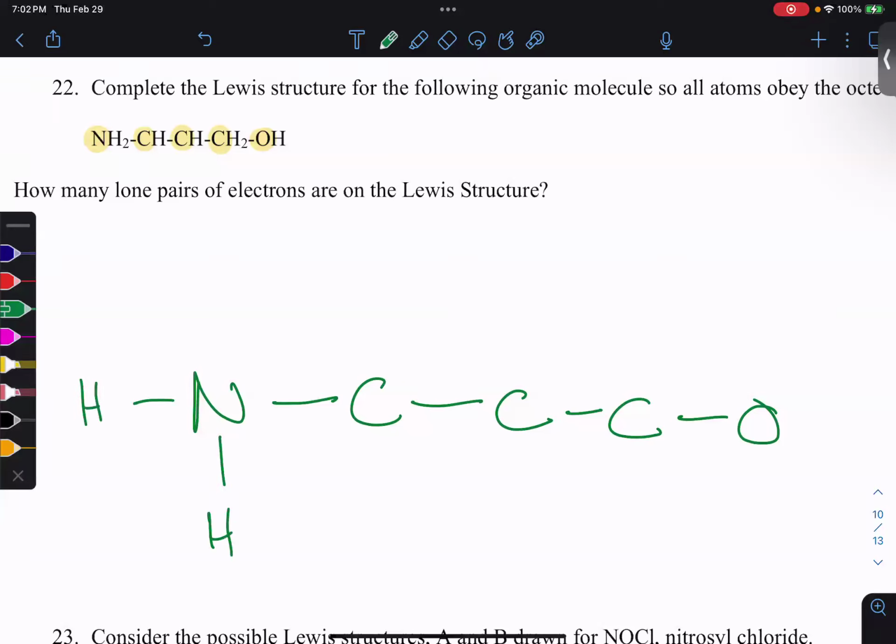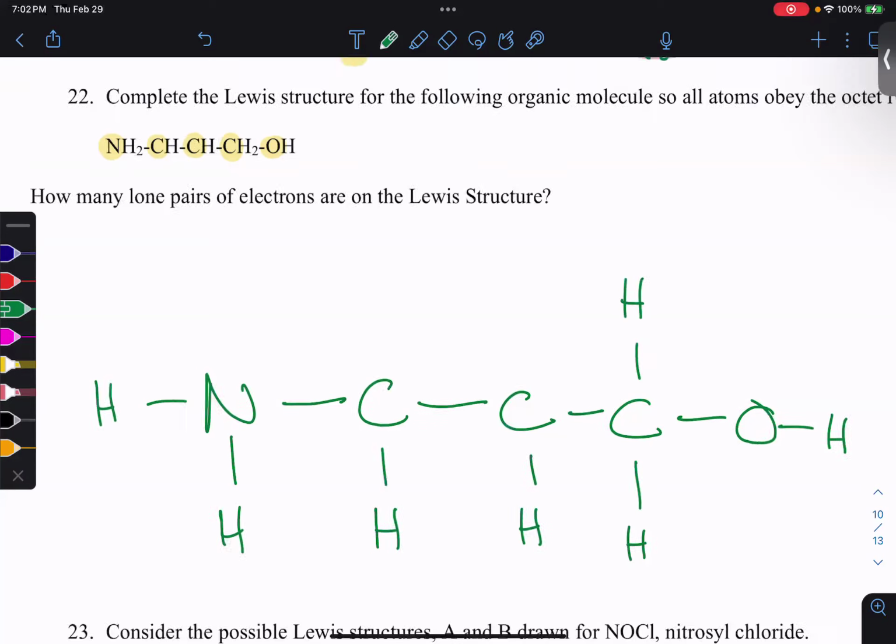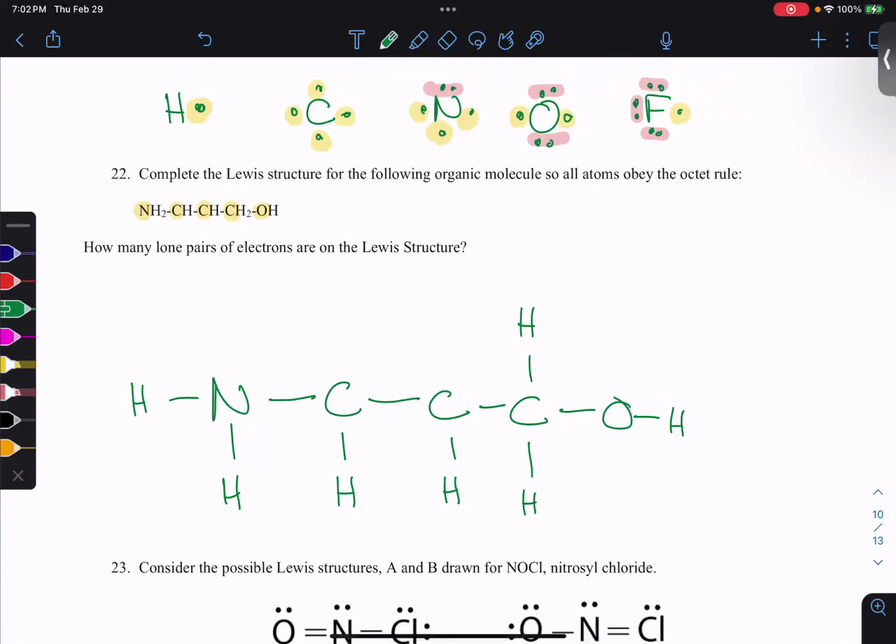All right, the next carbon just has 1 hydrogen. The next carbon only has 1 hydrogen. The next one has 2 hydrogens. And then that oxygen has just 1 hydrogen. So we need to figure out how we can complete this Lewis structure. We're going to use this as our guide.